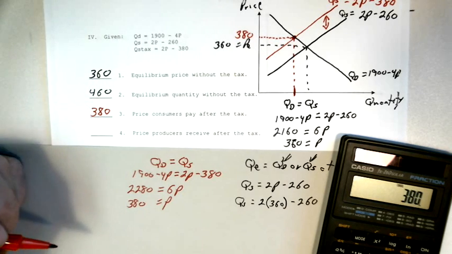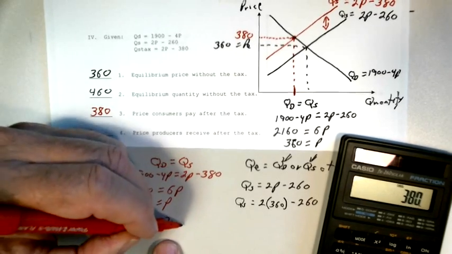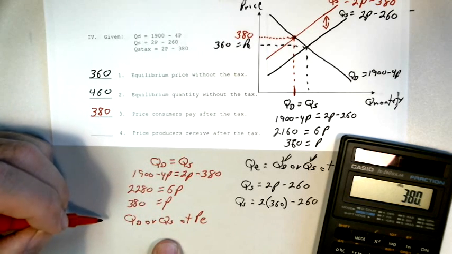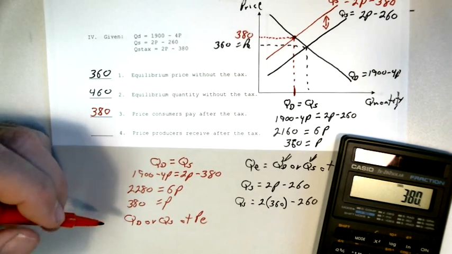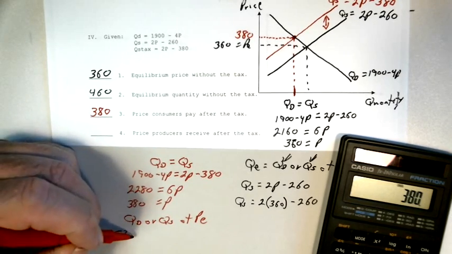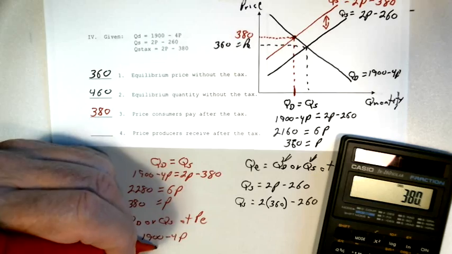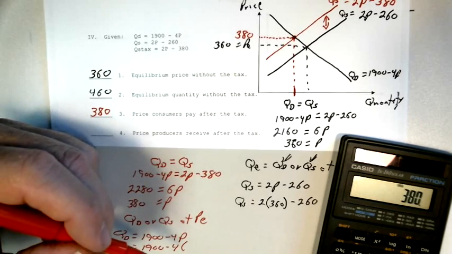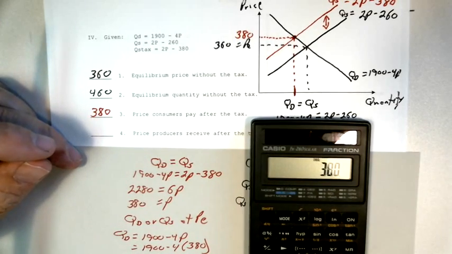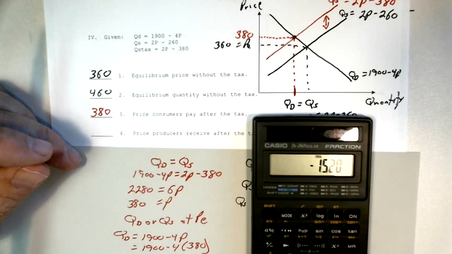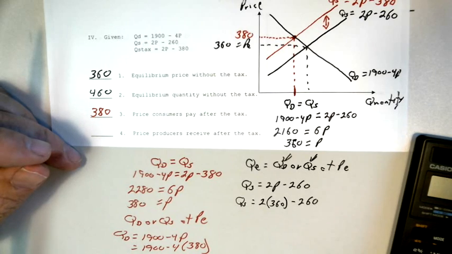So the equilibrium quantity is defined to be the quantity demanded or the quantity supplied at the equilibrium price, right? So I'll use a demand curve this time. So let's see, the quantity demanded was 1900 minus 4p, so that would be 1900 minus 4 times the equilibrium price, and in this case the equilibrium price is 380. So that would be 380 times 4, all subtracted from 1900. So I get a new equilibrium quantity of 380.